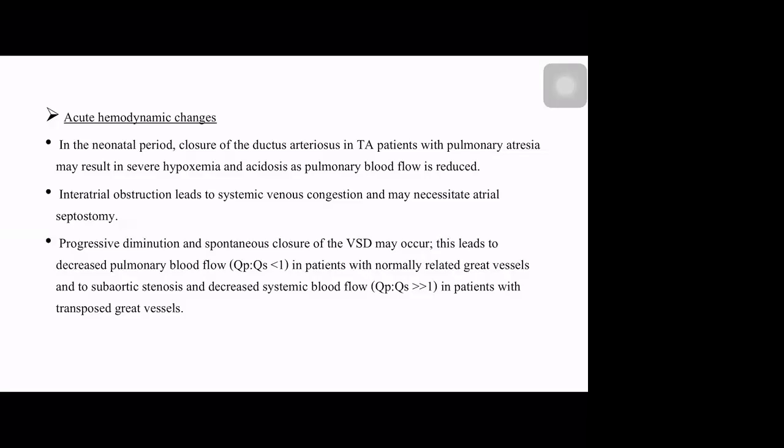Now, progressive diminution and spontaneous closure of the VSD sometimes may occur. This leads to decreased pulmonary blood flow when the QP:QS ratio is less than 1 in patients with normally related great vessels, that is type 1, or where there is subaortic stenosis, that is in LTGA type 3B, and decreased systemic blood flow, that is QP:QS ratio more than 1, in patients with DTGA, that is the type 2 variety.